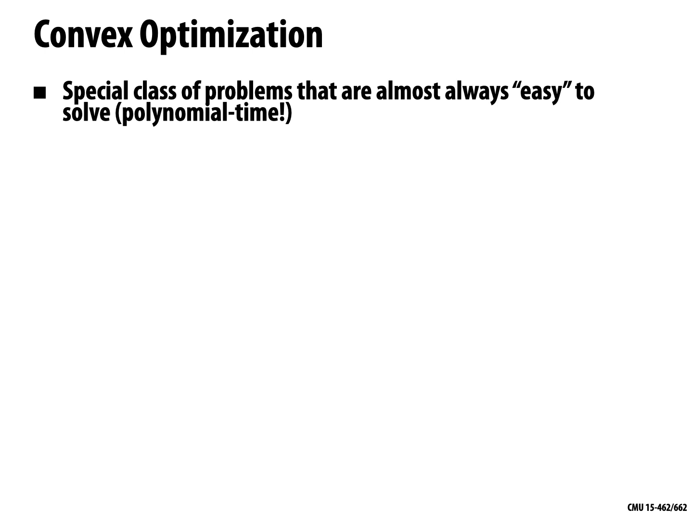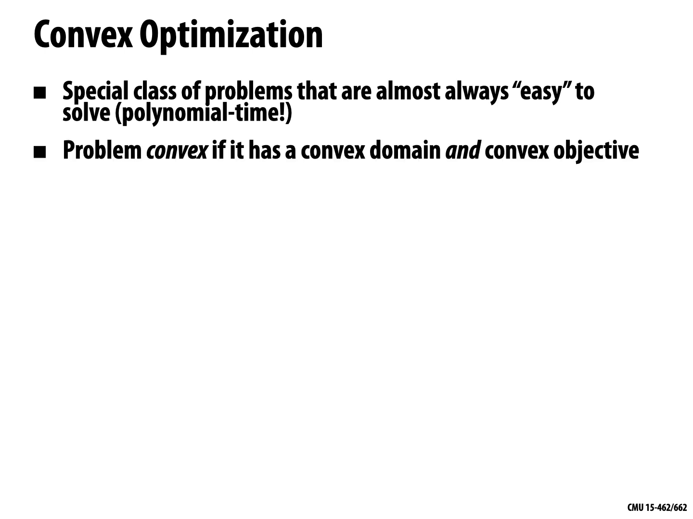What does it mean for a problem to be convex? It means that it has a convex domain and a convex objective. Okay, well, to make sense of that, we need to say what we mean by convex domain and convex objective. So what is a convex set? Okay, here's an example of a convex set.